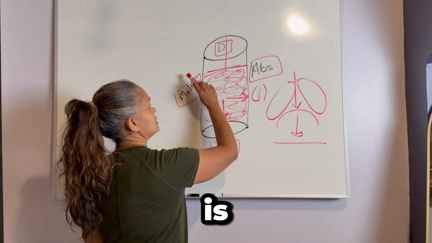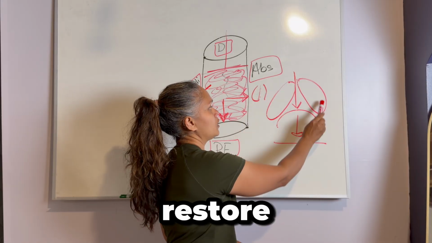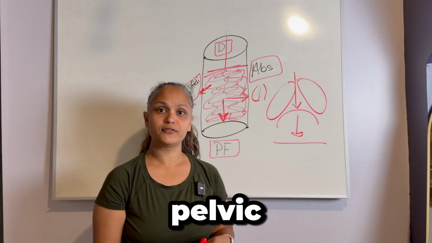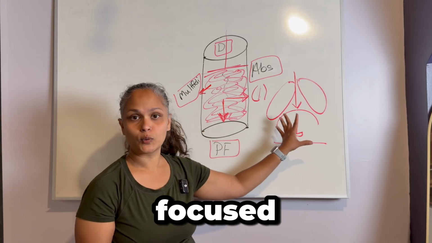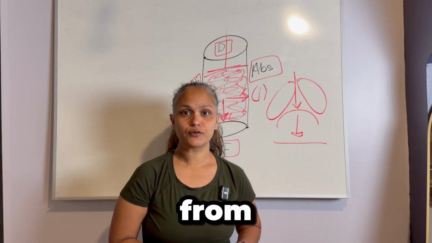So our goal is to get all of these muscles working together and to restore breathing mechanics so that we can then strengthen the pelvic floor and core. So these first 4 weeks will generally be focused on restoring this dysfunctional movement pattern that lingers from pregnancy.